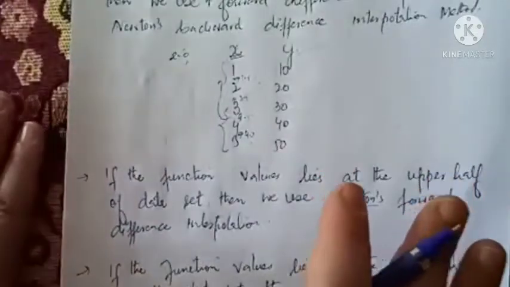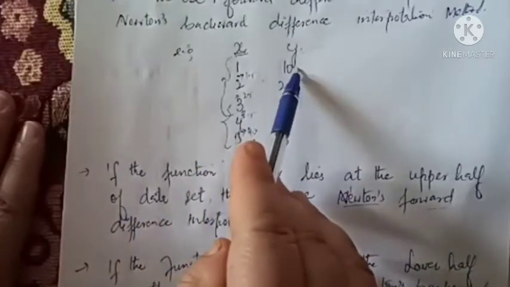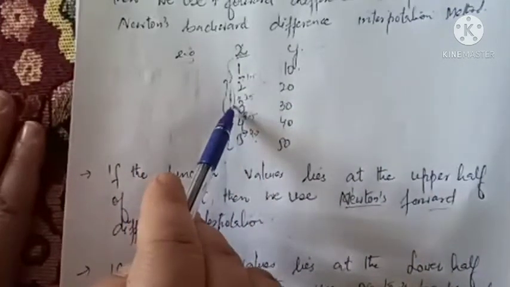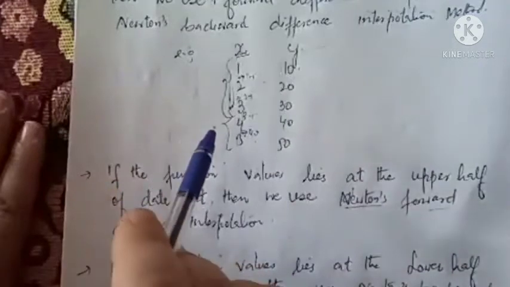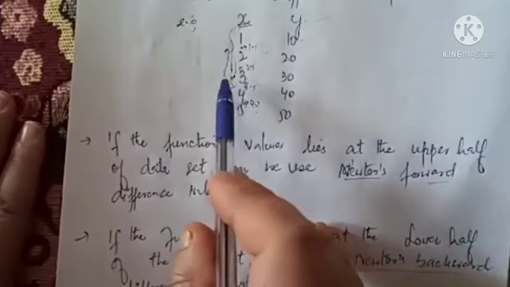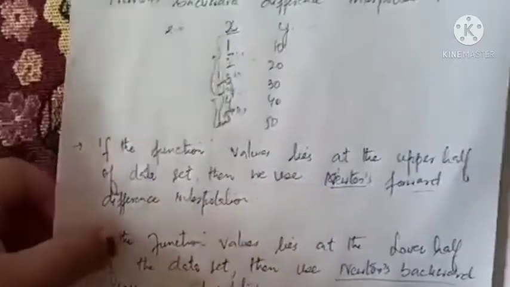Till now we saw only two things: if our data set is equally spaced and the value of y which I have to estimate with respect to the value of x lies in the upper half of the data set, the method of interpolation which I have to use is Newton's forward difference interpolation. And if the value of y which I have to estimate lies in the lower half of the data set, then the method of interpolation which we have to use would be Newton's backward difference interpolation. This is when our data sets are equally spaced.